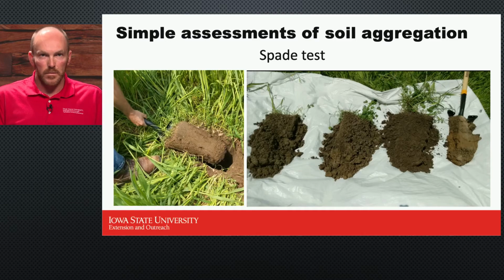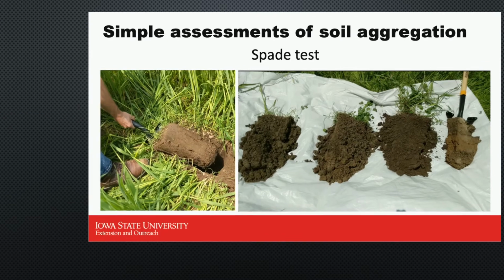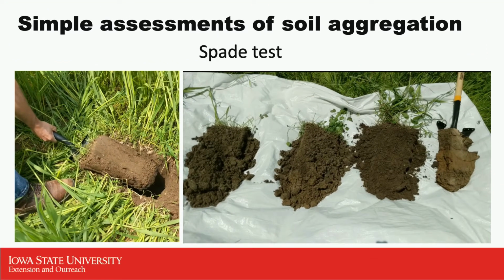So that all sounds great, but how do you know if you have good aggregation or if that's something you need to work on? There are some really simple assessments that you can do in the field. It doesn't take a lot of training. This is something you can do yourself. One is what we call the spade test, and that basically just means go out and dig a hole and look at your soil.